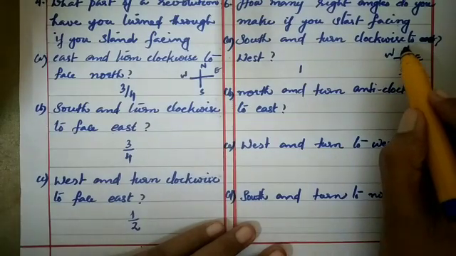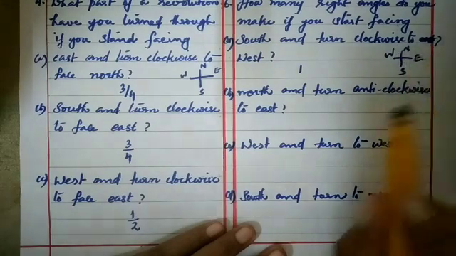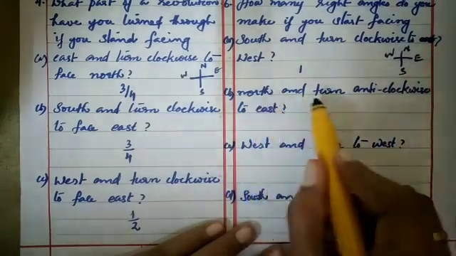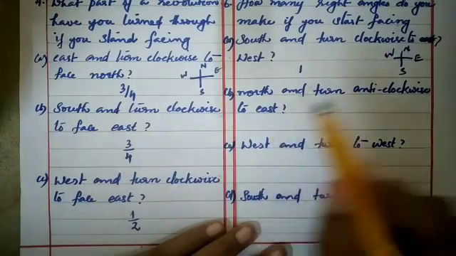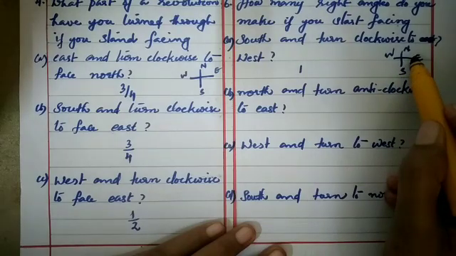Then the opposite is the anti-clockwise. North to west, west to south, south to east, then again east to north. That is the anti-clockwise direction. So, north and turn anti-clockwise to east.